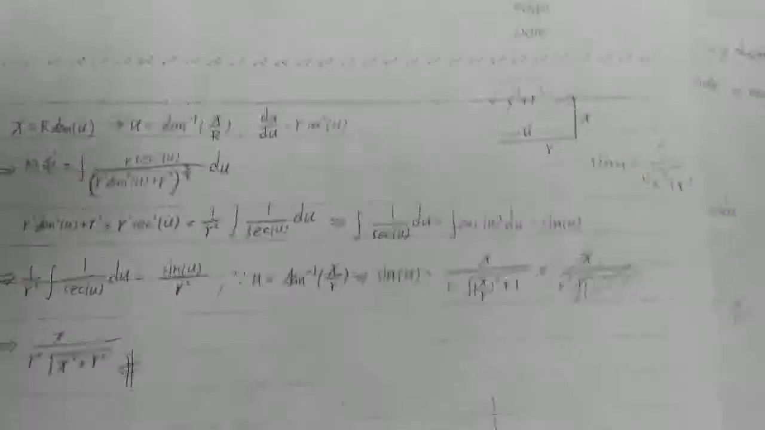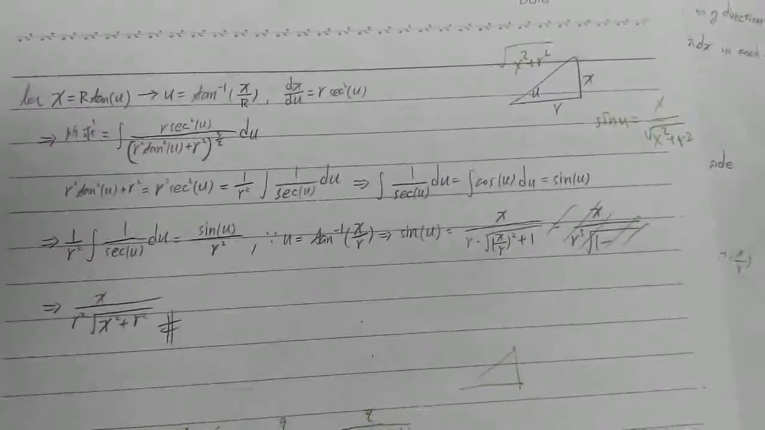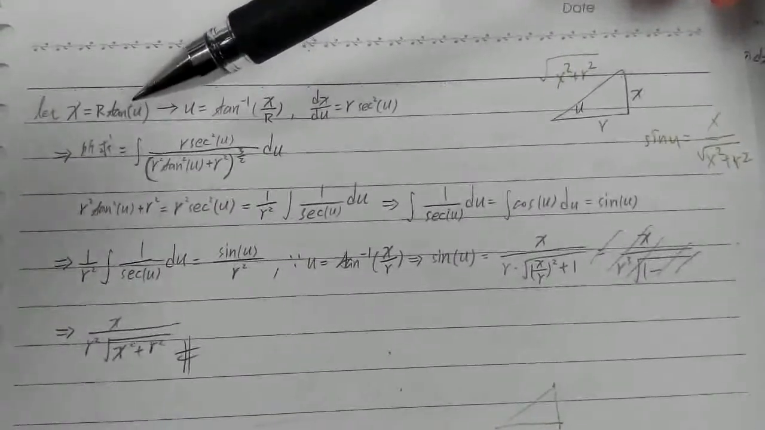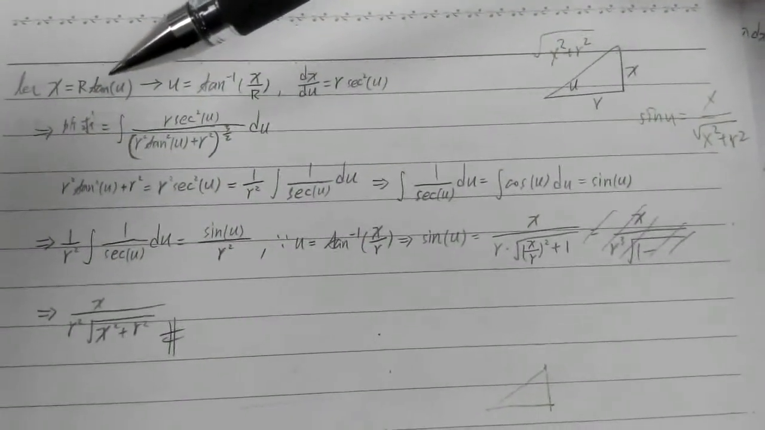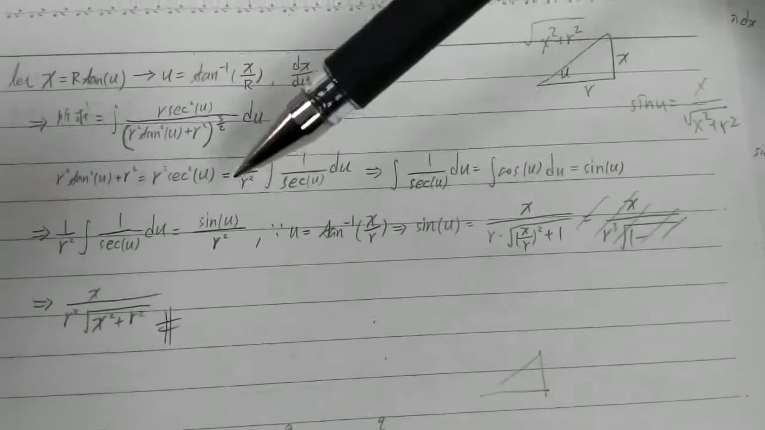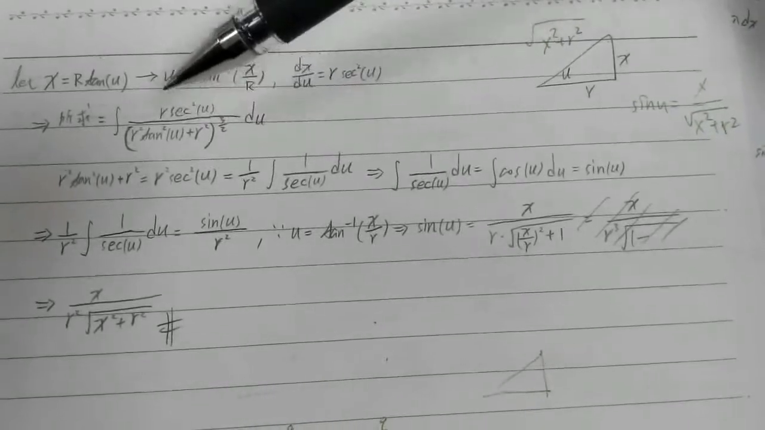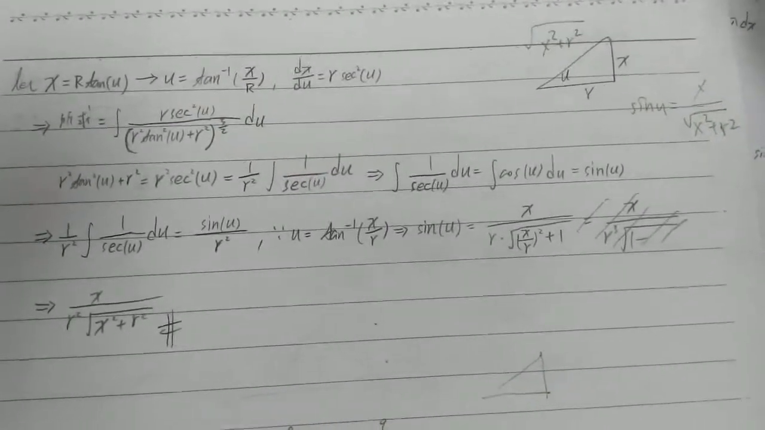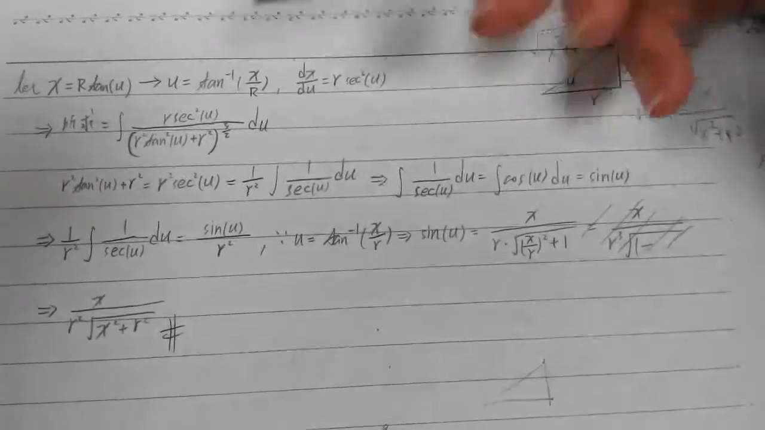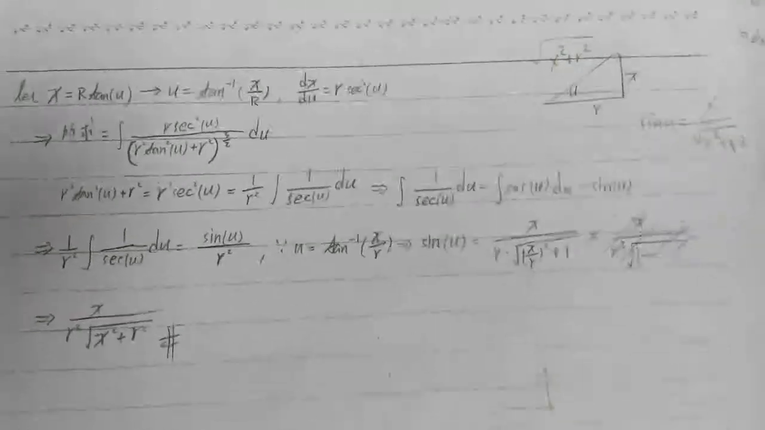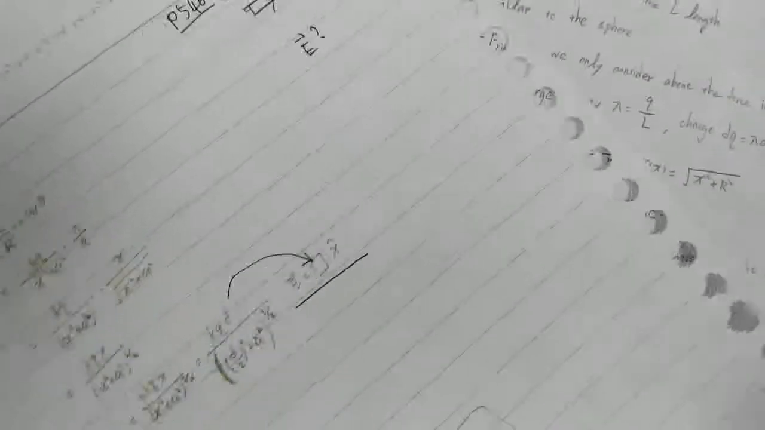I found that the TA already wrote how to integrate this one, so you can stop it or you can try to look at it again. Because of this kind of square root, it's very difficult to calculate, so we have to treat x equal to r tangent u. So why do we want to treat this as r tangent u? Yes, we can do it this way.